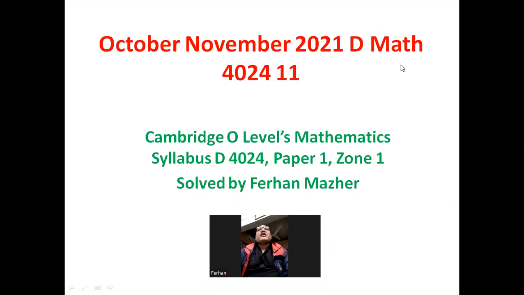I am with the 11th Cambridge class, and the subject we are studying is DMaths 4024. Today we have set our hearts to solve a paper 1, and we have selected the October November 2021 Maths 4024 paper 1. This paper belongs to zone 1, or you can call it variant 1. The time allowed to solve this paper is 2 hours, and the calculator is not allowed in this paper. So let's start this paper.